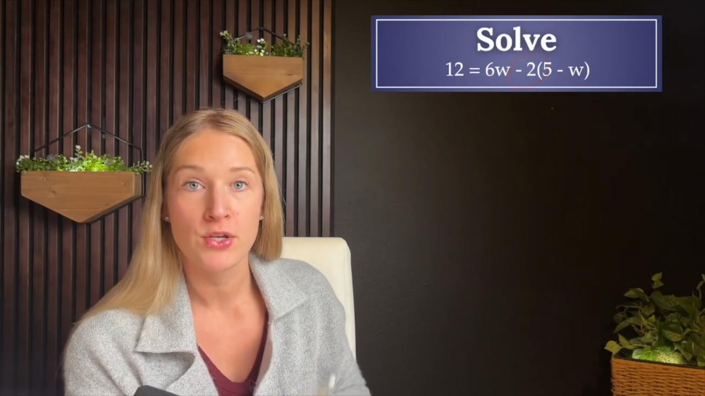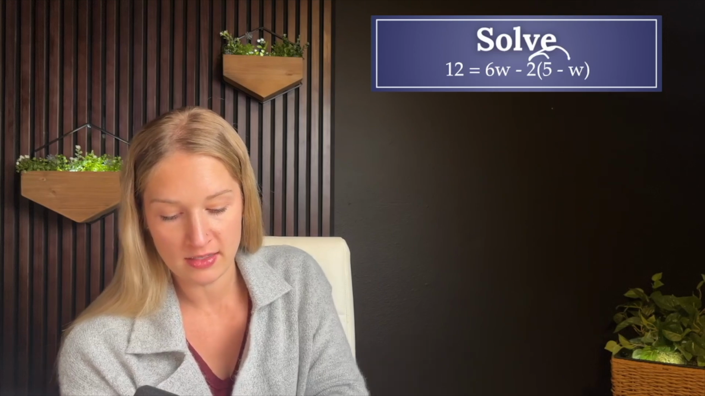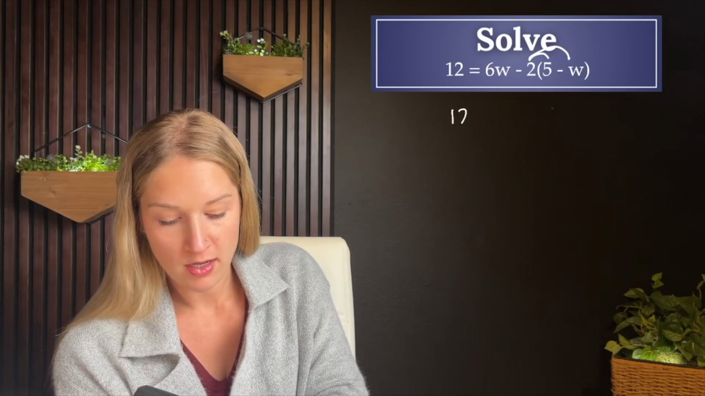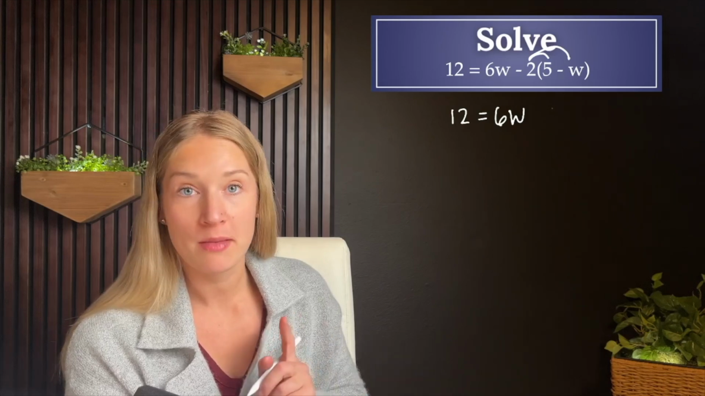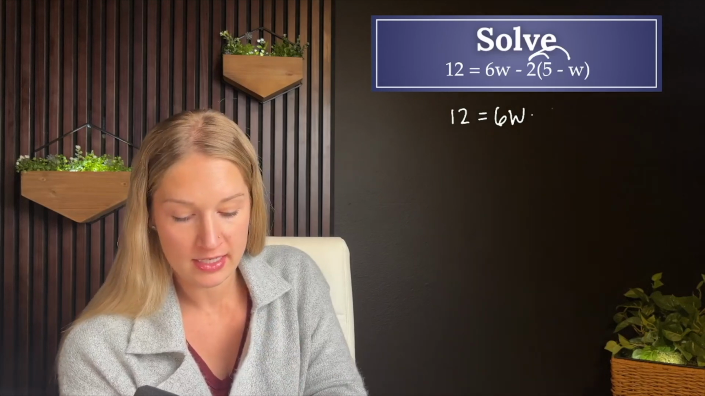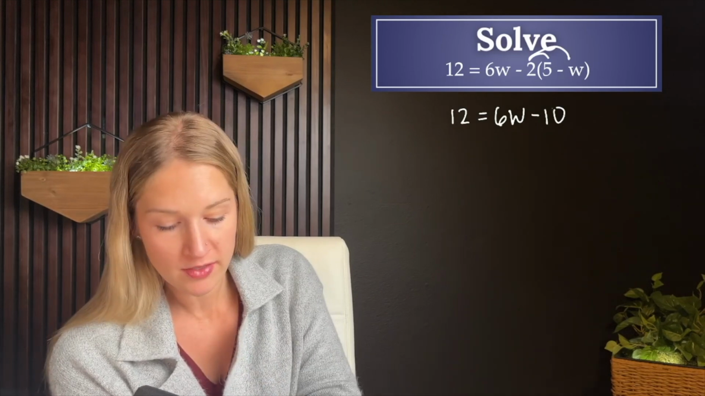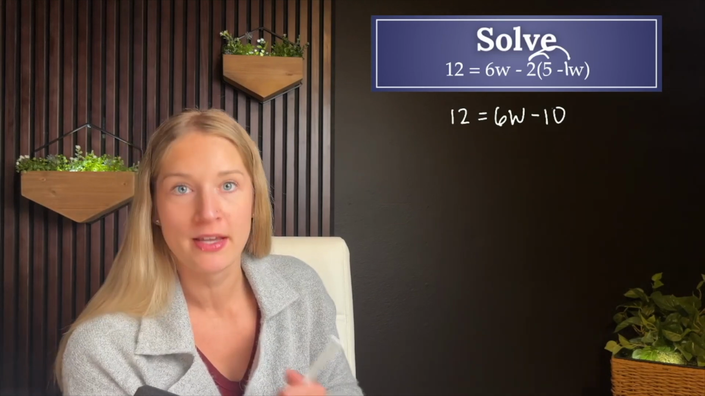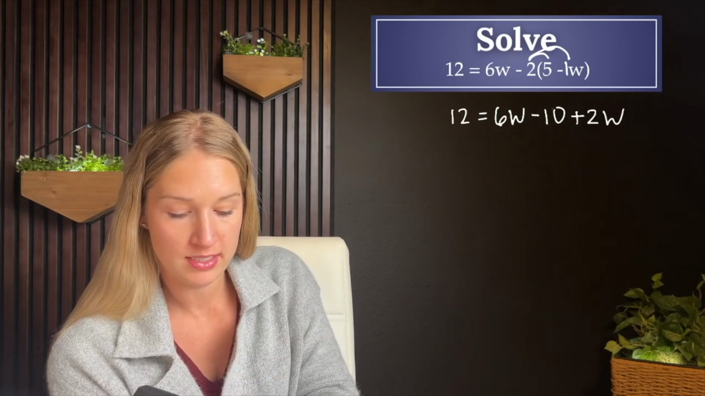So on the right, I see parentheses, and the number in front of those parentheses is a -2. So I'm going to take that -2 and distribute it into the parentheses. -2 gets multiplied to the 5 and to that -w. So I've got the 12 and the 6w staying the same, nothing changes. And then I multiply -2 times 5 and I get -10. Then -2 times -w. You can think of it as -1w if that helps. -2 times -1w and you get +2w.